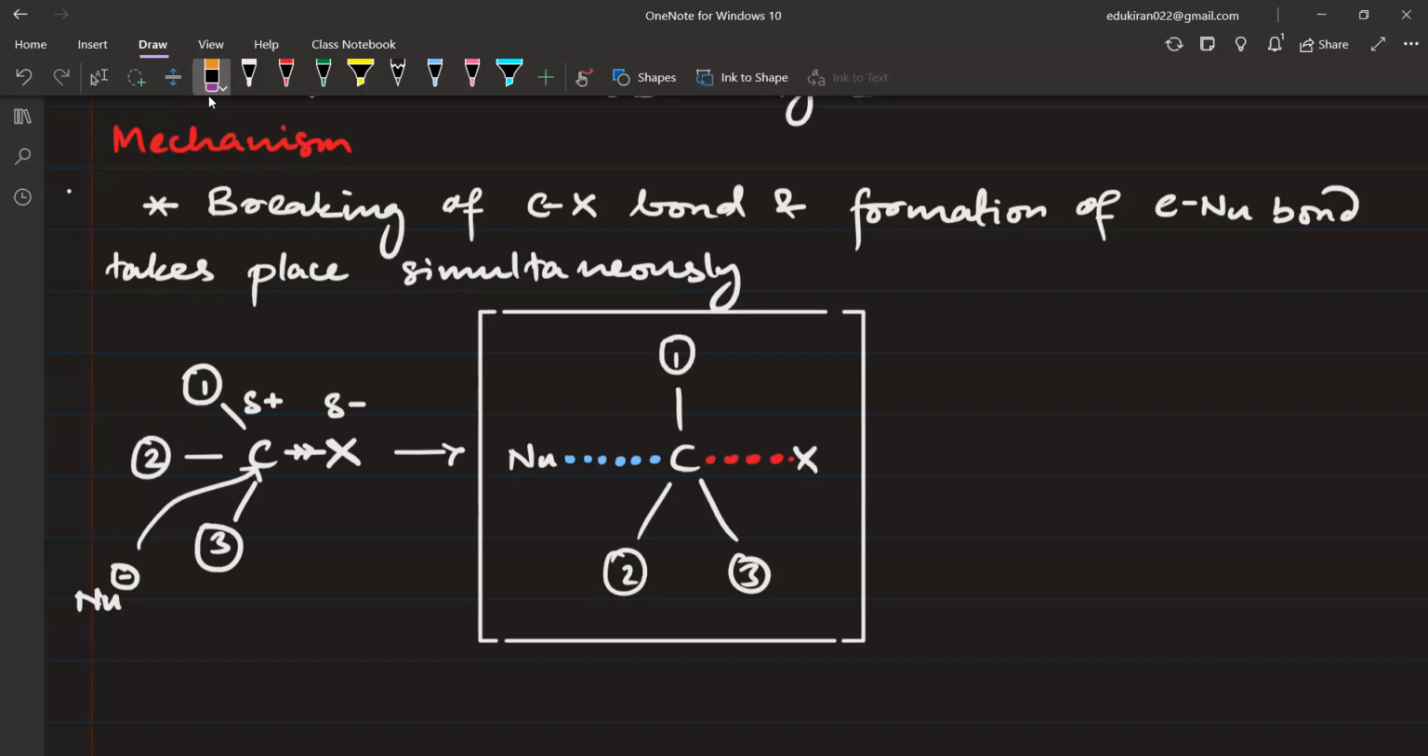So this is an elegant way of making big square brackets. So this is the transition state, which is always shown in square brackets. Transition state.